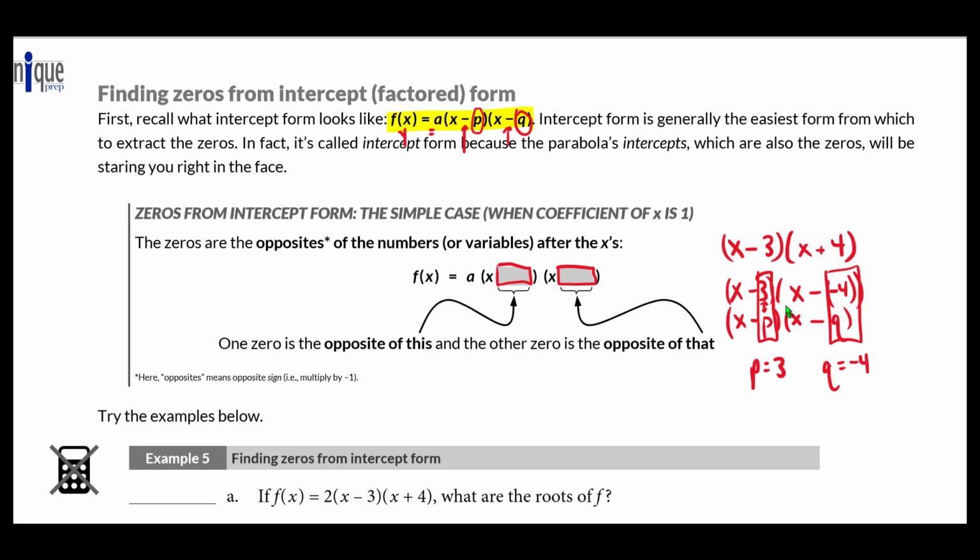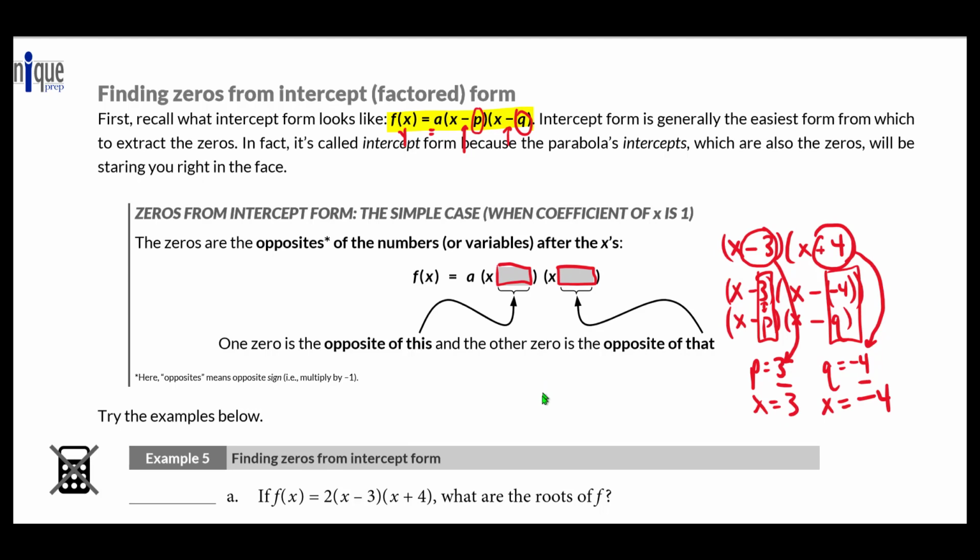So again, whatever the opposite of this is, we know the opposite of negative 3 is 3, and the opposite of positive 4 is negative 4. These two values will be the two x values at which this function will equal 0, and therefore those values will be our zeros.